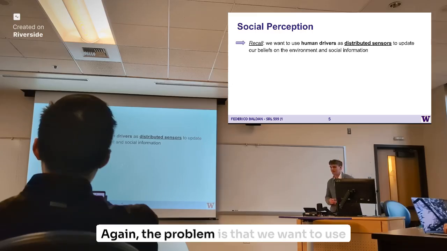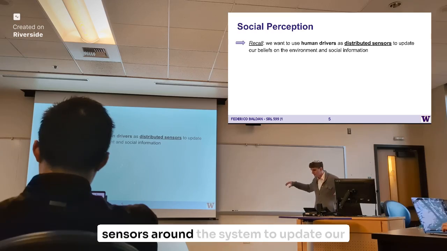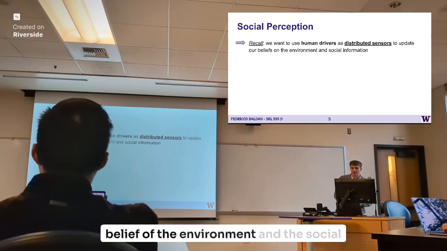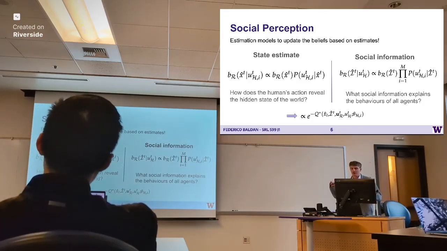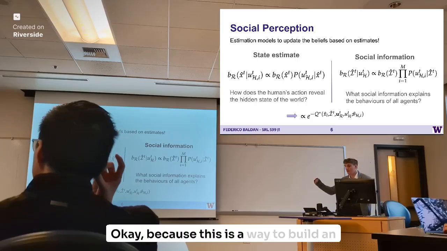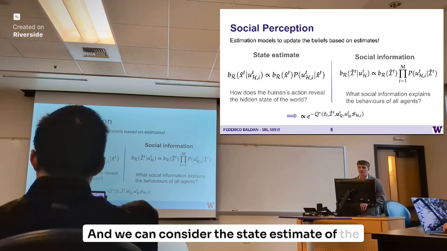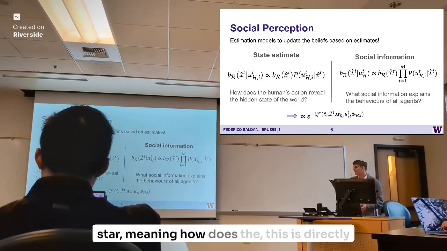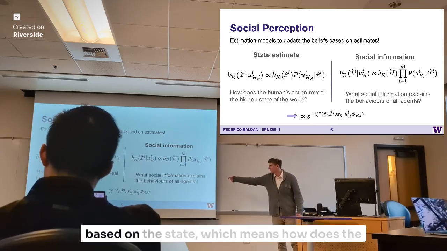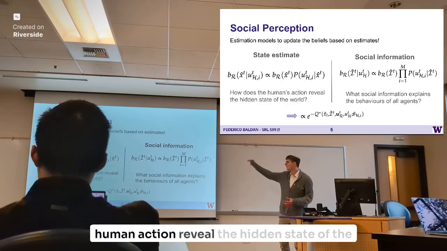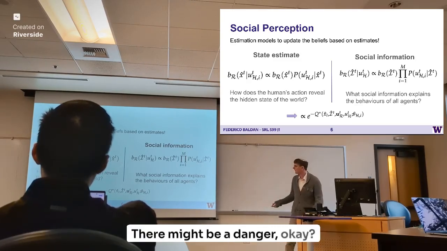Again, the problem is that we want to use other human drivers as external distributed sensors around the system to update our belief of the environment and the social information. We're going to consider two estimates, because we need to build estimation models, and we can consider the state estimate of the car, meaning how does this relate directly to the probability of a controlled output based on the state, which means how does the human action reveal the hidden state of the world? What if a car in front of me brakes instantly? There might be a danger. Okay, so I need to act accordingly.